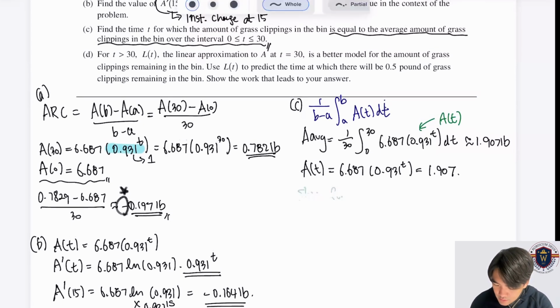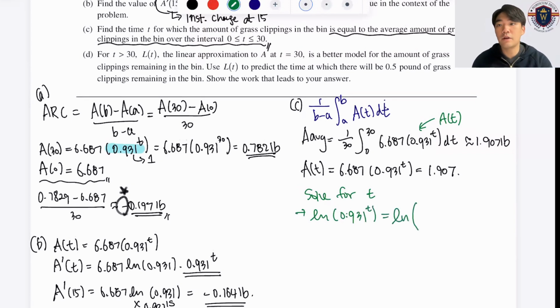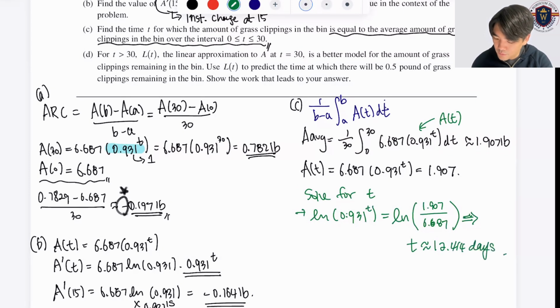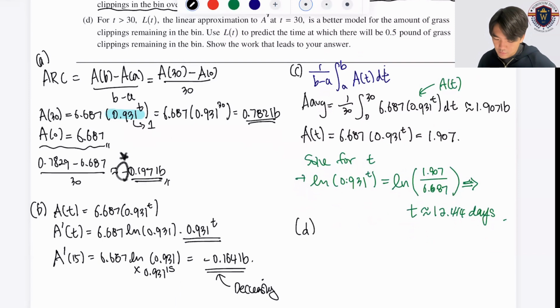If you solve for t, this equals 1.907 over 6.687, and you can put it in the calculator and solve the equation. We take a natural log on both sides. This would give us about 12.414 days. All right, then that was part C.